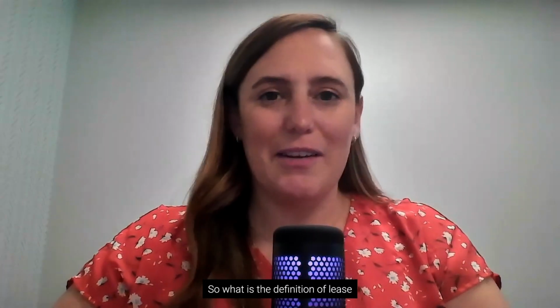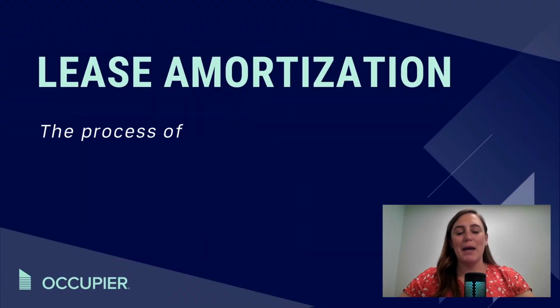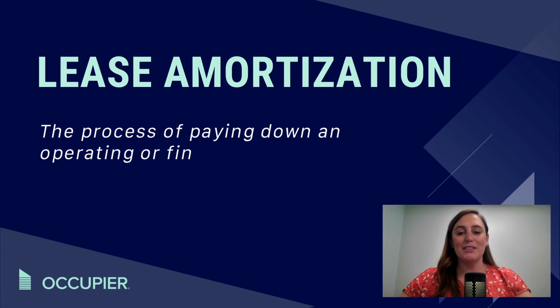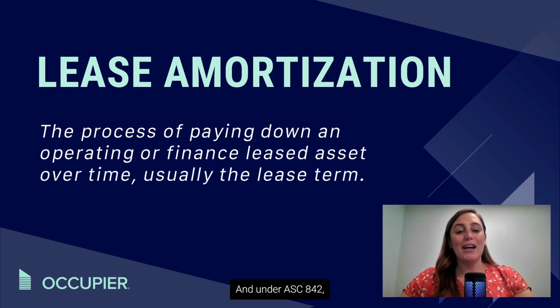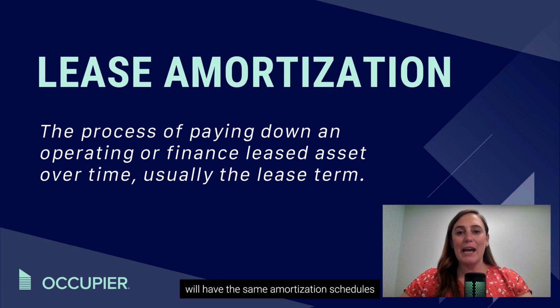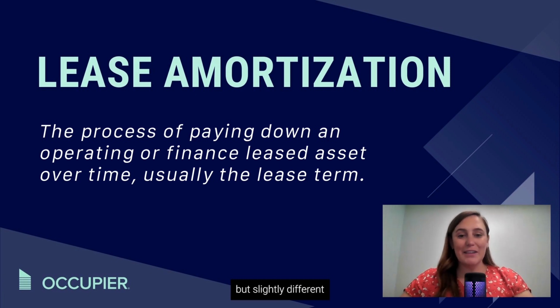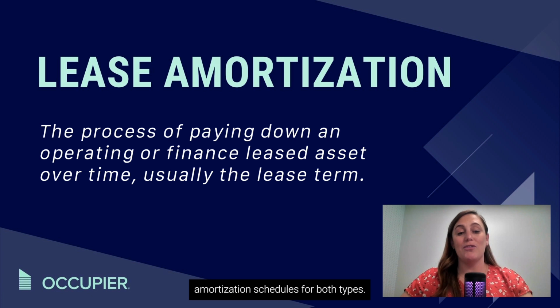So what is the definition of lease amortization? Lease amortization is the process of paying down an operating or finance lease over time, usually the lease term. Under ASC 842, operating and finance leases will have the same amortization schedule for the lease liability, but slightly different amortization schedules for the right of use asset. And with our Excel template, you'll be guided on how to calculate your lease amortization schedules for both types.